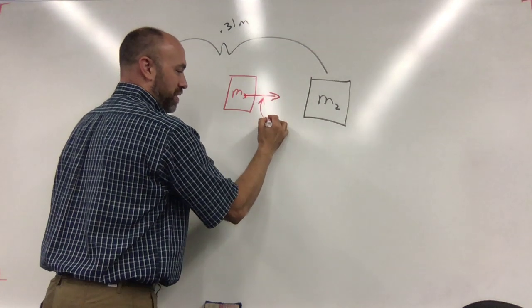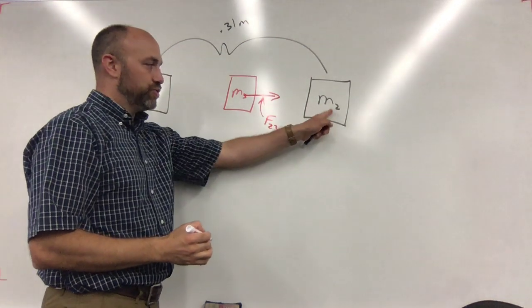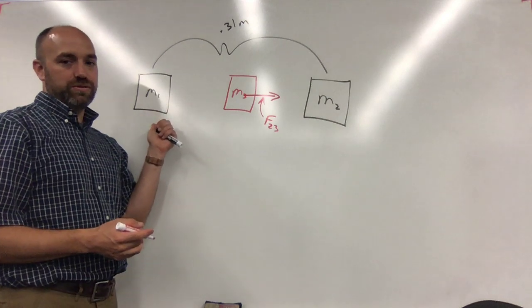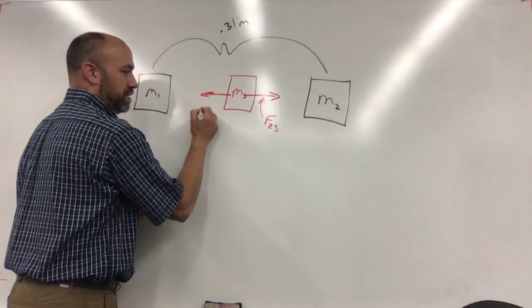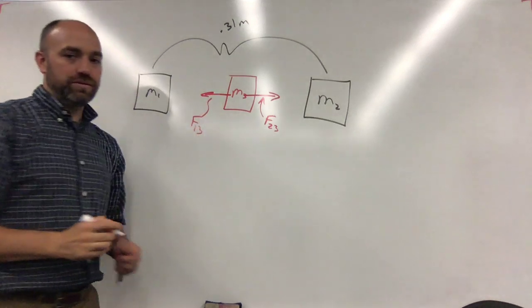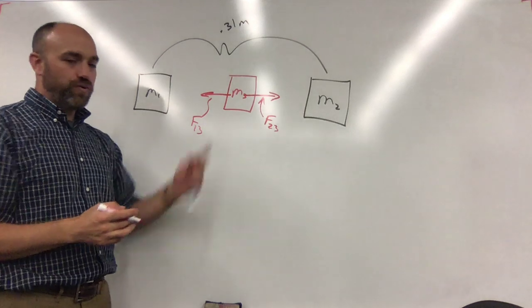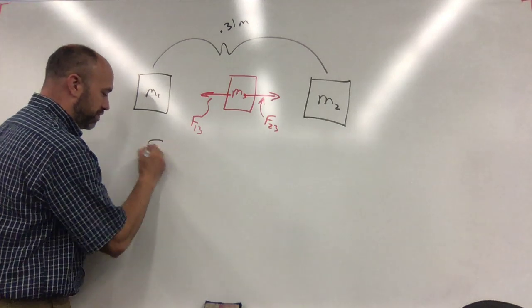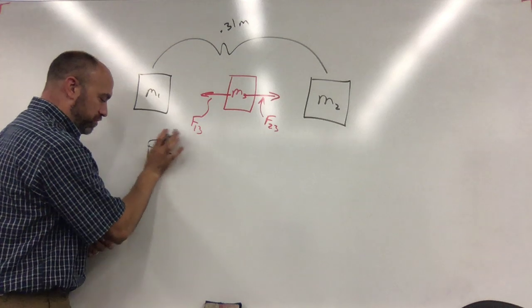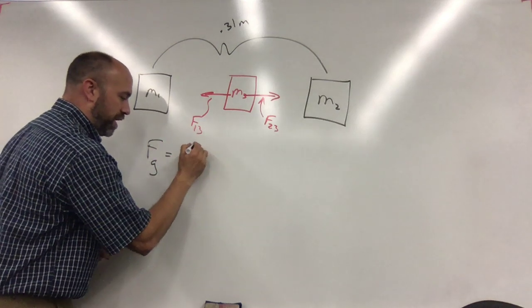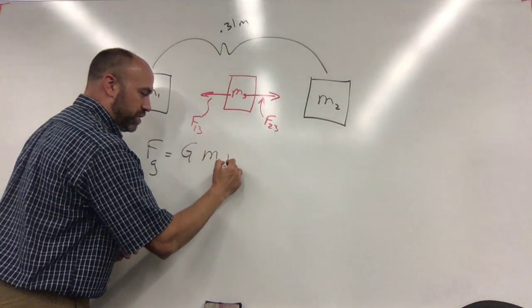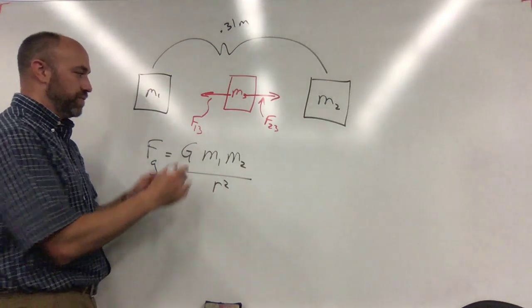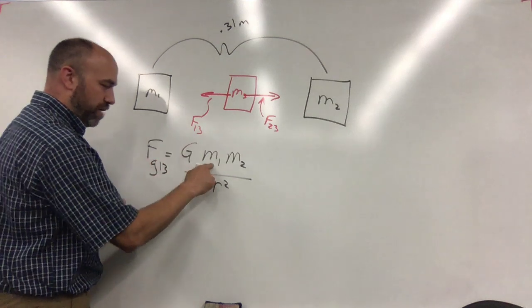So I'm gonna call this F23. M2 is causing it on M3. Does that make sense? But what's M1 going to try to make it do? Go the opposite way. Yeah, it's going to try to pull it this way. So this is going to be F13. And those two forces are found from Newton's law of gravity, which is the force of gravity, that's a horrible G, is equal to capital G, the universal gravitational constant, times M1 times M2 divided by the distance between them squared. So for F13, we'd put M1 and M3.